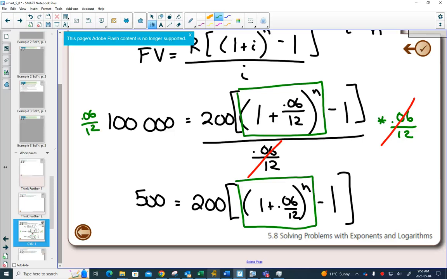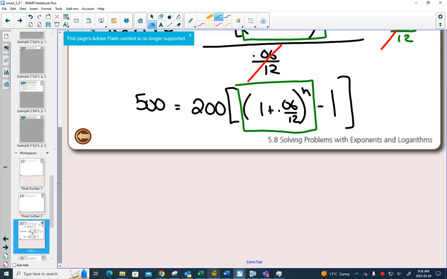Well, could I move the 200? Could I move the minus 1? What's my order of operations? Next, you could move the 200 by dividing both sides. Order of operations says that 200 multiplying happens before this minus 1, so I have to deal with that first. So I'm going to now divide both sides by 200. That will give me 500 divided by 200, simplifies nicely to 5 over 2.